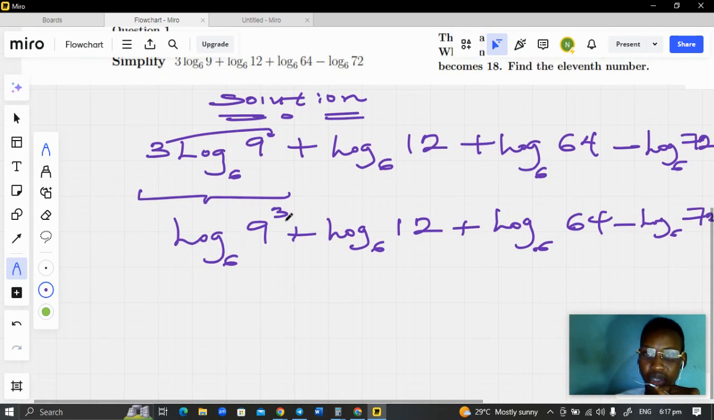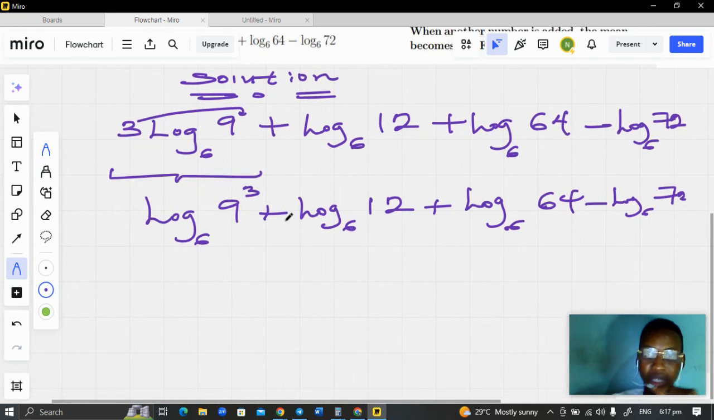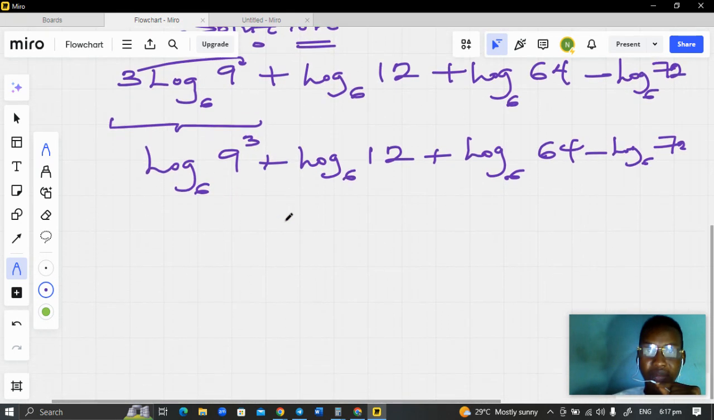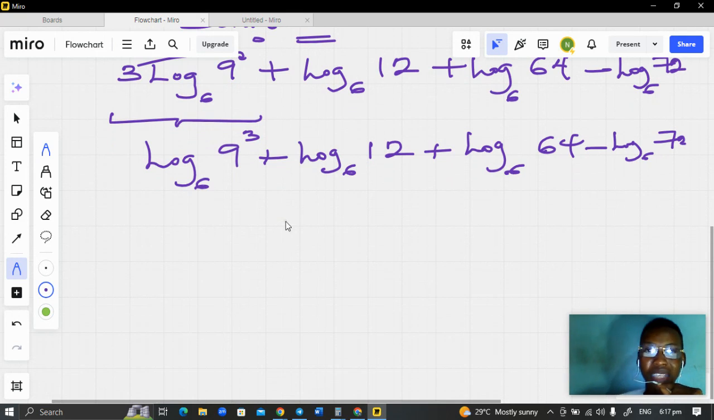Looking at this solution, we just need to proceed. Once you have this kind of expression, according to the law of logarithm, if you have two or more logarithm expressions separated by either plus or minus, you need to apply certain laws. We have the addition law of logarithm, and the subtraction law of logarithm. If I want to combine all these terms together, I'll use the addition law in the second case, and then in the third case I'll make use of the subtraction law of logarithm.